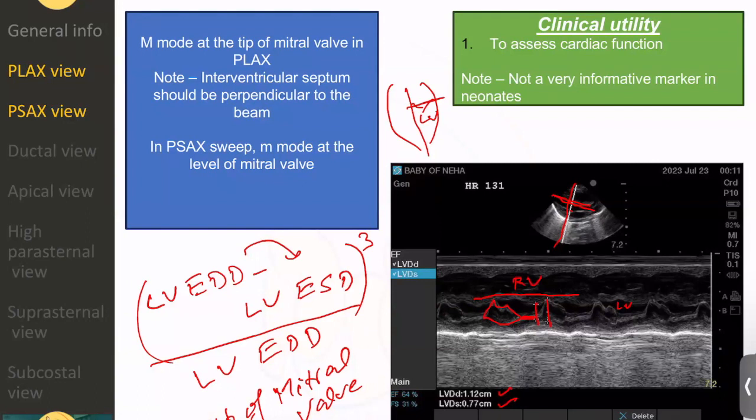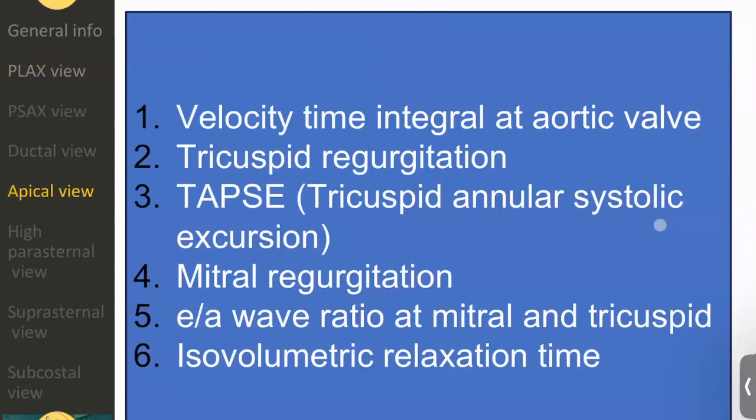But this is again in the Planck's view. So in the Planck's view, you will measure three things. One is aortic root diameter, one is LA by AO ratio, and the third is you can calculate the fractional shortening. Okay. So this was about the parasternal long axis view.